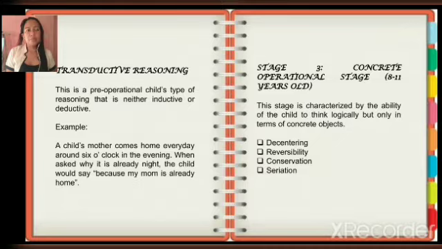And then, let's proceed to stage 3, the concrete operational stage, ranging from 8 to 11 years old. This stage is characterized by the ability of the child to think logically but only in terms of concrete objects. So in this stage, the child can now start to do logical thinking, but only on concrete objects. So these are the terms we are going to study: the decentering, reversibility, conservation, and seriation.